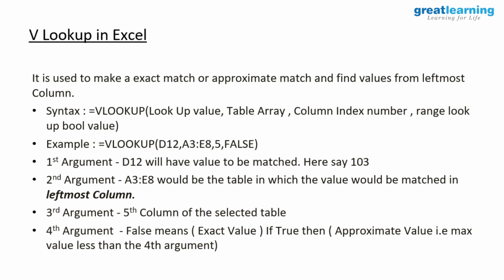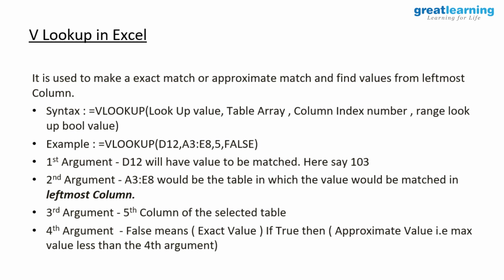Vlookup is used to make an exact match or approximate match with a certain value in the leftmost column. So we try to map a certain value which we mention, which could be an exact value or an approximate value, to whichever value we are trying to look for in the leftmost vertical column. So this is how Vlookup would work.